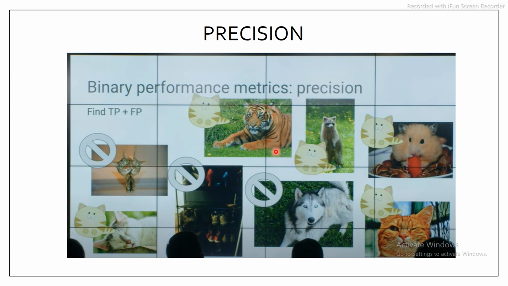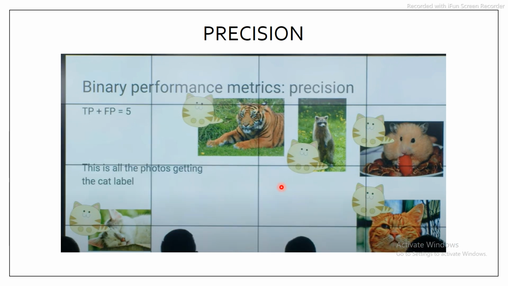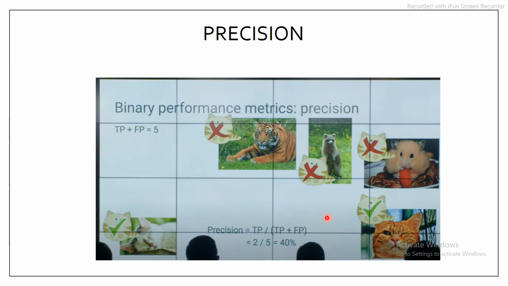So how many cats are there in this model? Let's say your model is saying this one is a cat, this one is a cat, this one is also a cat. So how many wrong predictions are there? These are the photos getting the cat label. Your tiger is also labeled as a cat, this one is also a cat. As per my understanding, this one, one, two, three, four, is a cat. If you see, only this one and this one are cats, but this one and this one are, I think, a mouse or something. So the precision is 2 by 5 here.